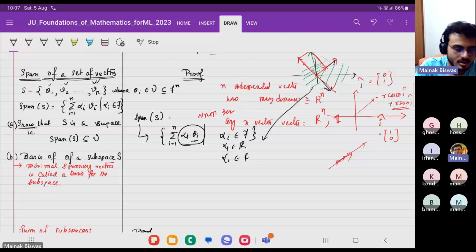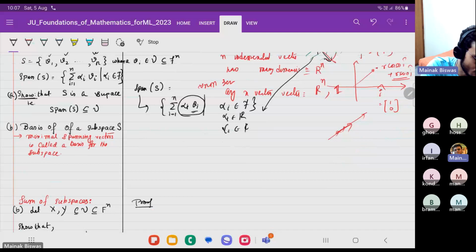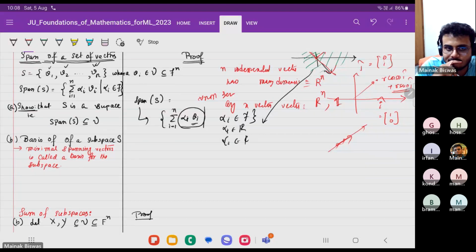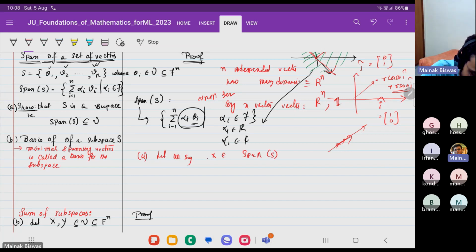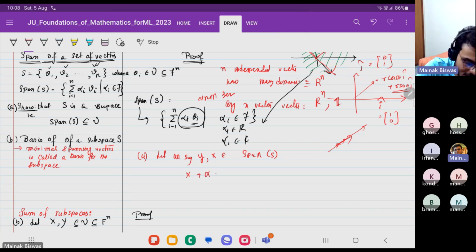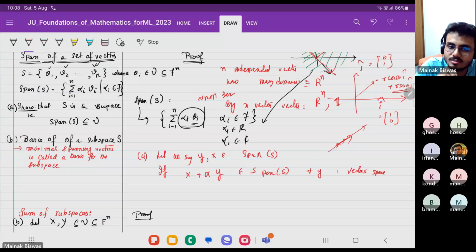So here, for example, I'll show that S is a subspace of V. Can you tell me how to show that? To show S is a subspace, a linear combination of every element of S should remain in the vector space. So let us say x belongs to span of S, and y also belongs to span of S. These two are vectors that belong to the span of S. Now, if x plus alpha y belongs to span of S for all alpha, it is a vector space, right? You can also multiply beta with this if you want.